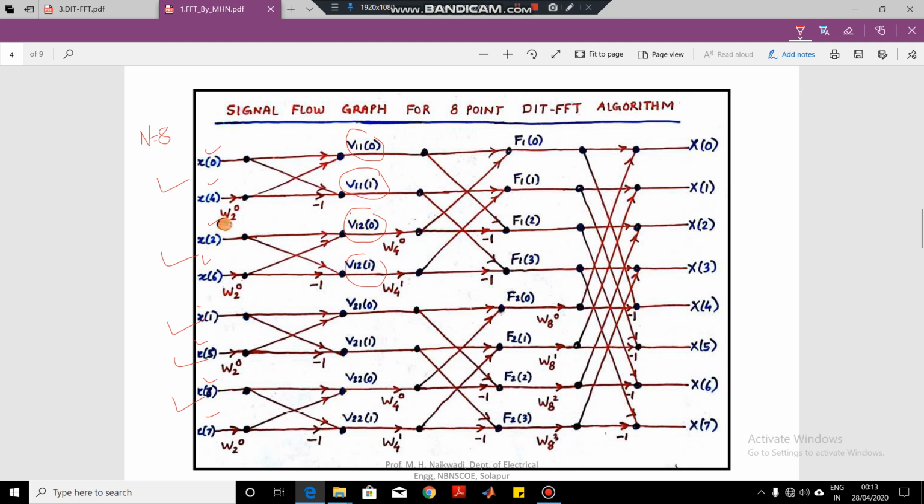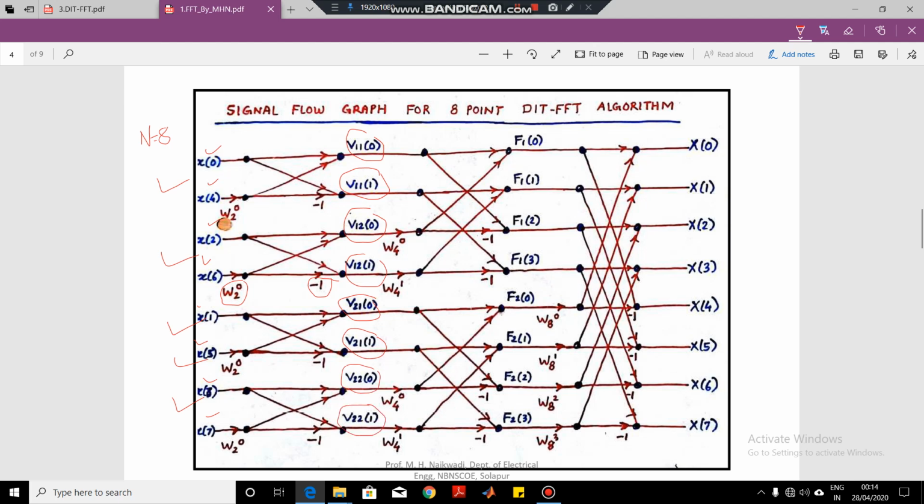Each butterfly has a twiddle factor at its second input, a -1 sign here, and a cross sign here. So the computations take place like this. x of 0 plus x of 4 into W20 is our first output, and x of 0 minus x of 4 into W20 is the second output. In this way, at the output of each butterfly, we are getting two outputs.